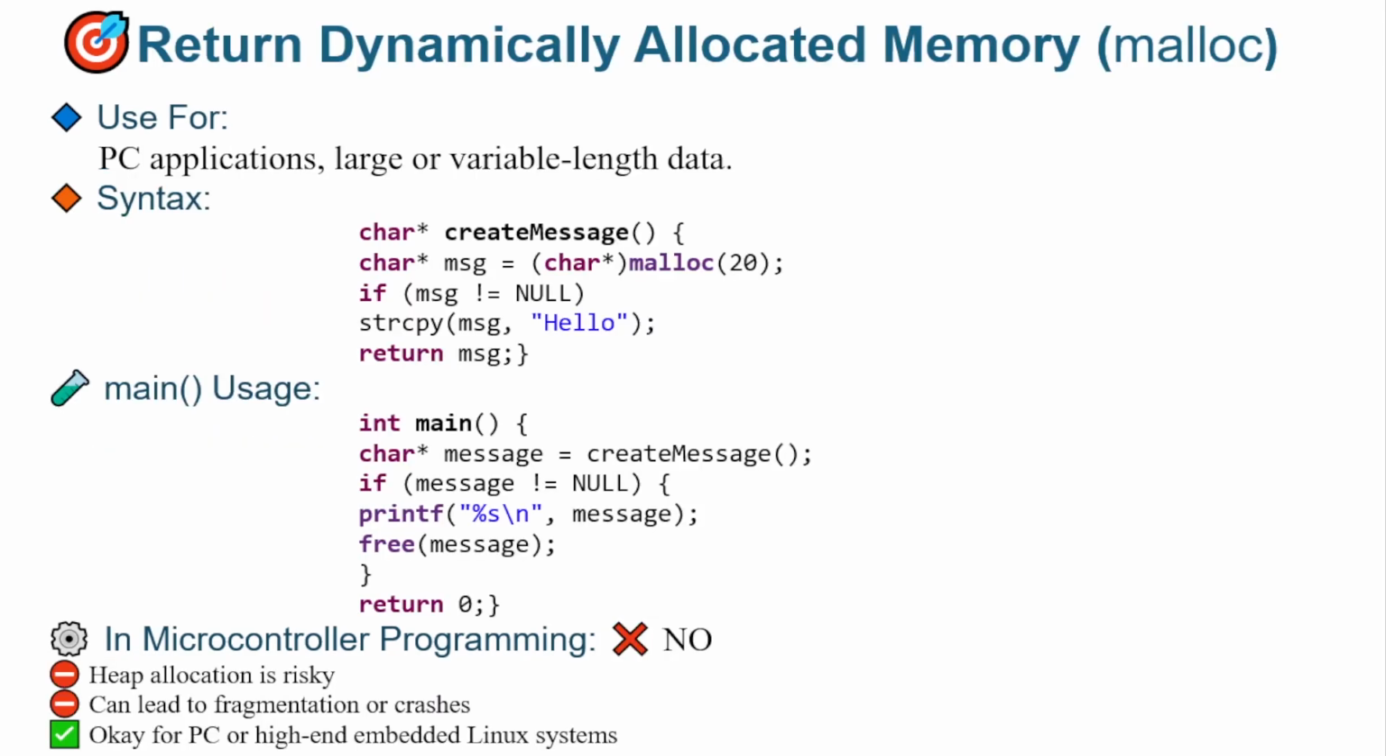Number 6, return dynamically allocated memory with malloc. Next, we have returning dynamically allocated memory using malloc. This method is useful when you need to return large or variable length data from a function. Inside the function, you allocate memory on the heap, store your data, and return a pointer to it. In main, you receive the pointer, use the data, and don't forget to free the memory to avoid memory leaks.